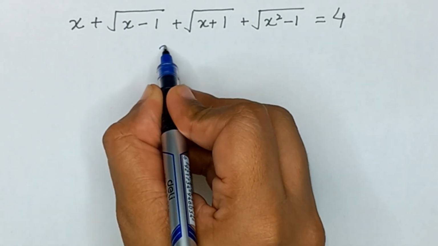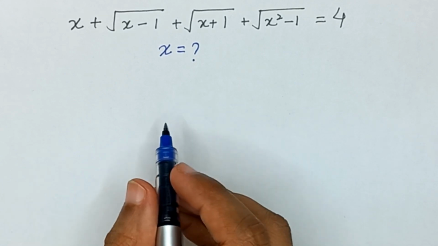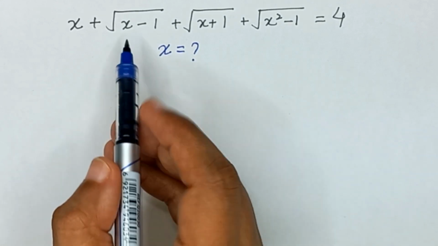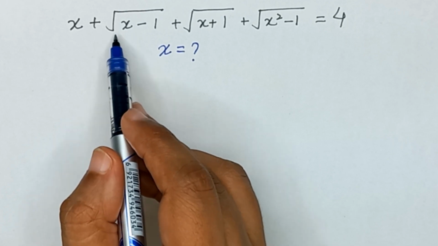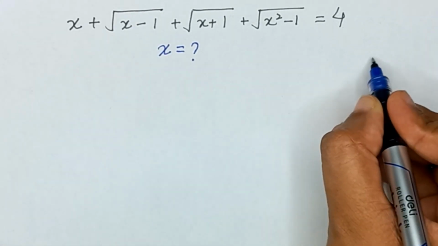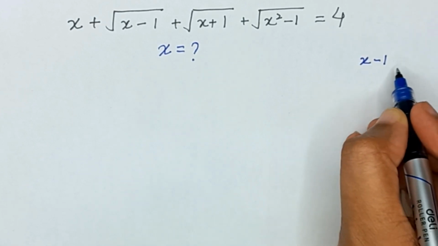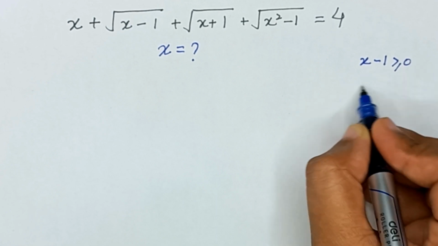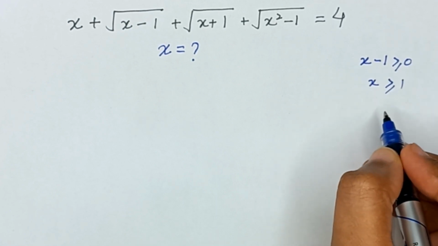Okay, now let's start our question. We have to find the value of x from this given equation. Here we have square root of x minus 1, it is under the bracket, so it should be greater than or equal to 0. So x minus 1 will be greater than or equal to 0. From here x will be greater than or equal to 1.